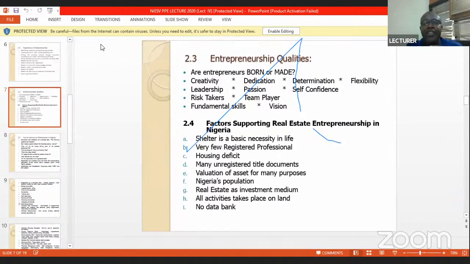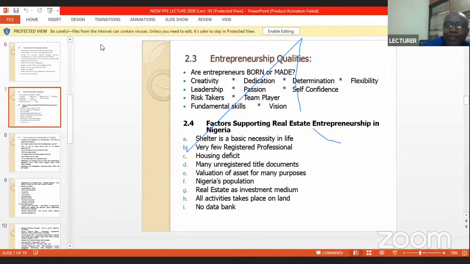People still carry CFOs, power of attorneys, leases, indentures, a lot of documents, MOUs that are unregistered. And that creates opportunity for us to advise our clients to register their documents, to have the ultimate document, which is the certificate of occupancy.